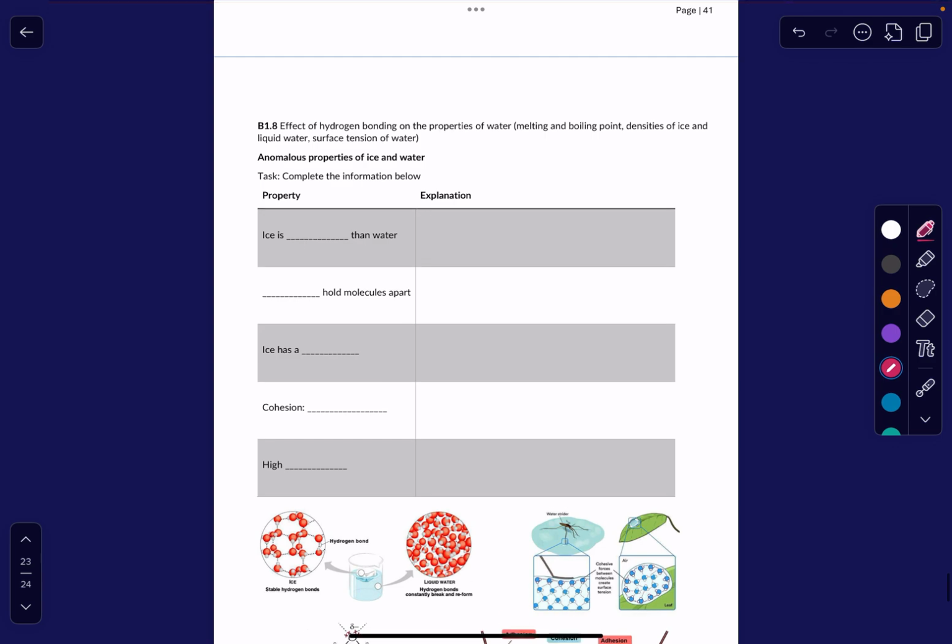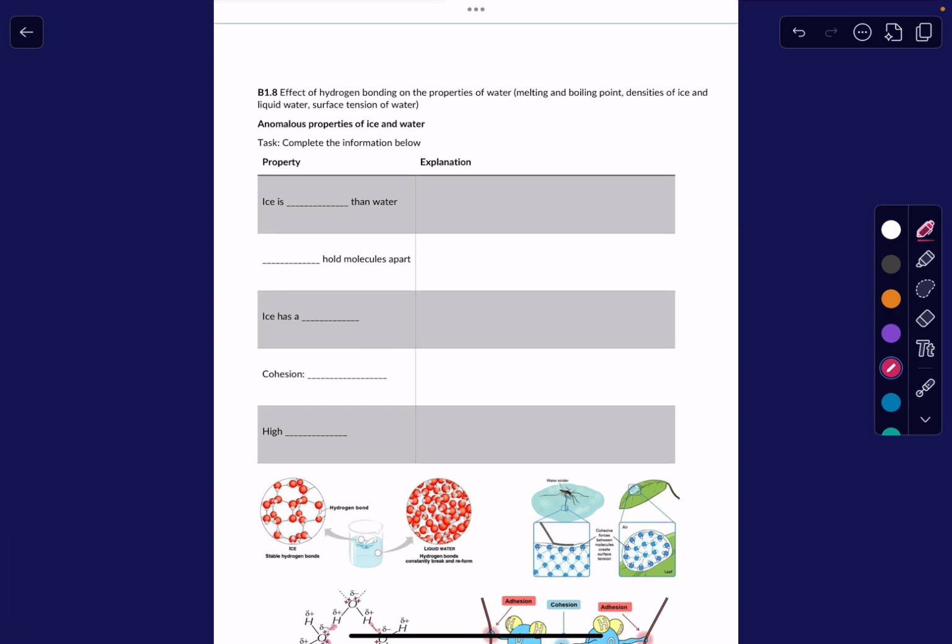Right. The last bit. So this is something new that we've had to talk about, and I'm actually quite interested in this.